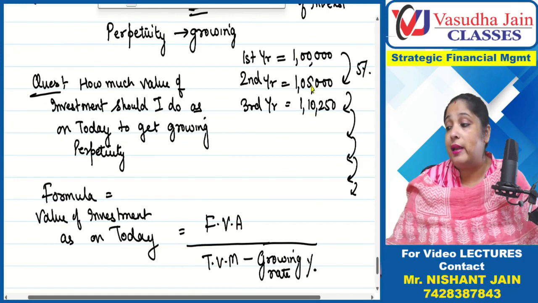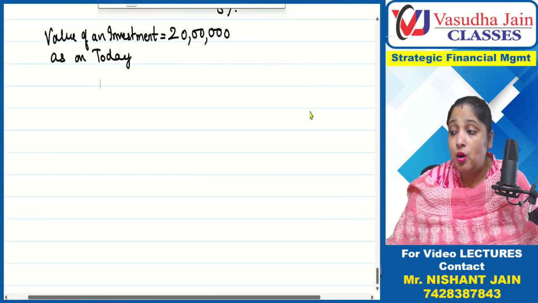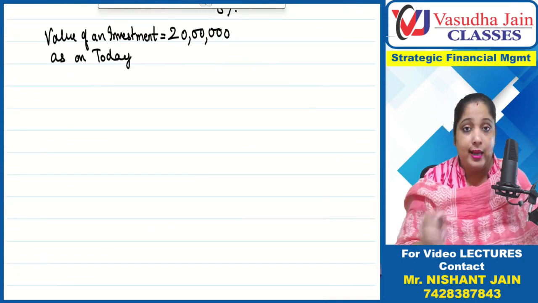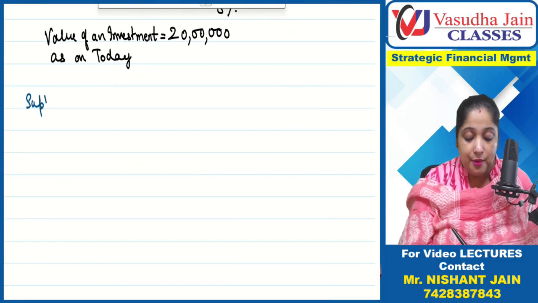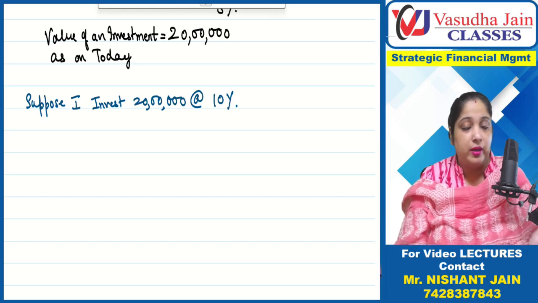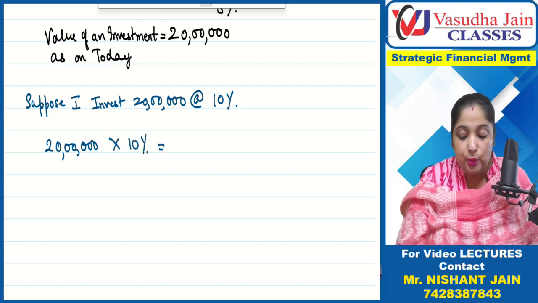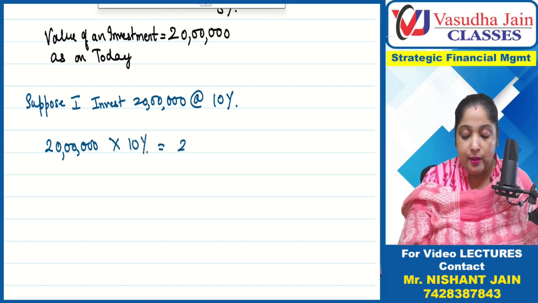1 lakh first year, second year 1 lakh 5,000, then third year 1 lakh 10,250. Let us check whether this formula works or not. Suppose I invest 20 lakh as on today. So what do I get? At the rate I have invested, at what rate? 10%. Bank is offering me 10% rate. So on 20 lakh investment, how much return on the first year becomes due? So this comes out to be 2 lakh.